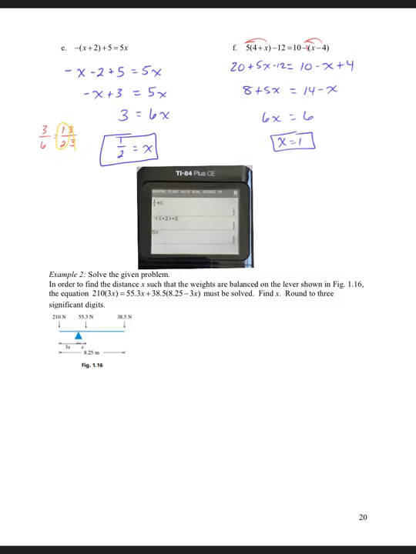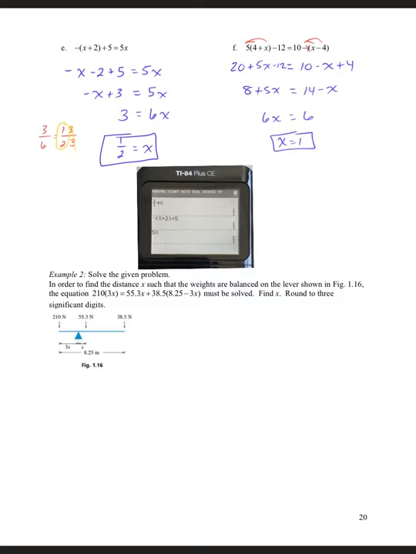Now to check this, I used the calculator to make it easier. I first saved 1/2 as x, and it just gives me that back. And then I type in each side into my calculator, and we see that we get the same value here. That tells you that 1/2 is the solution because it makes the equation true.